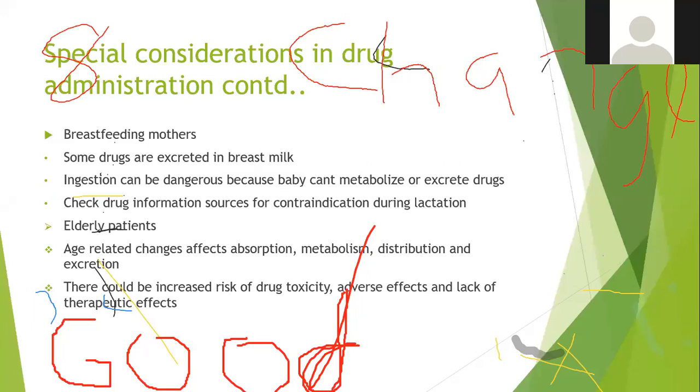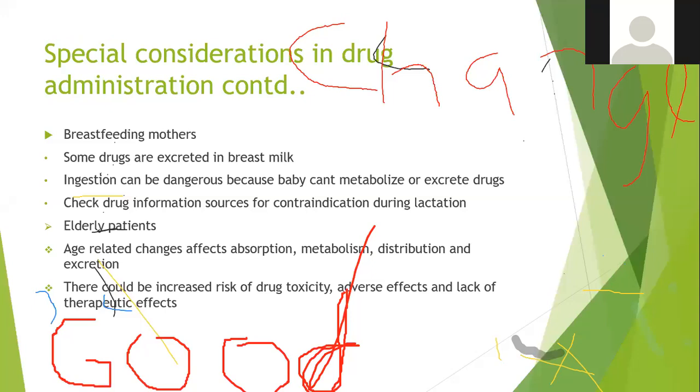Another set of people are the elderly patients, the aged. Because of age-related changes, it will affect drug absorption, drug metabolism, drug distribution and drug excretion. Don't forget, that is pharmacokinetics, which I have discussed earlier on. So elderly patients are another set of people that you have to consider because there could be increased risks of drug toxicity. There could be adverse effects and lack of therapeutic effects. Let me cite an example.